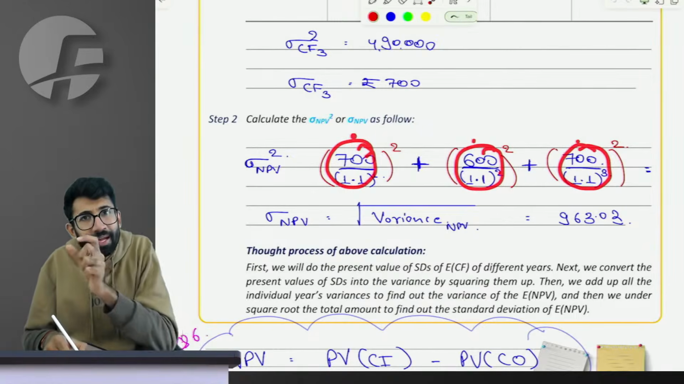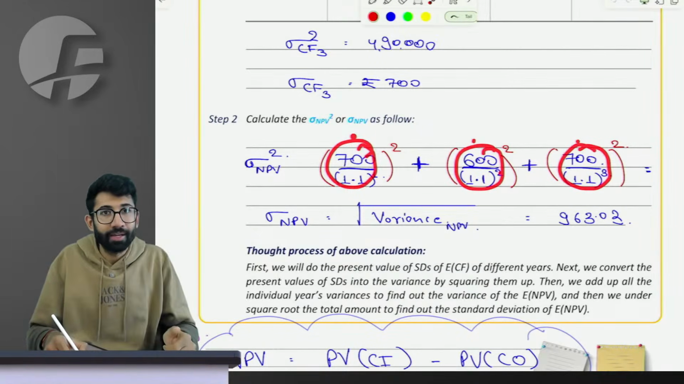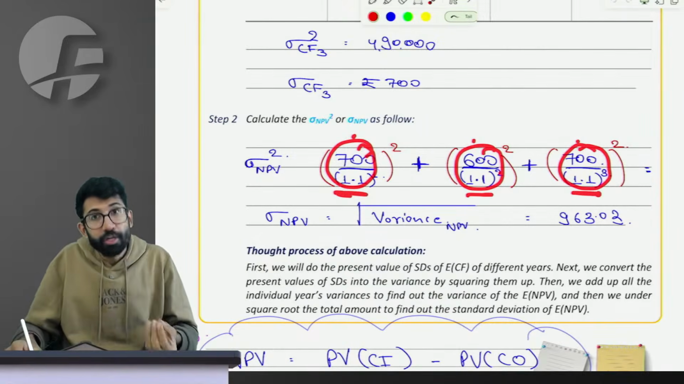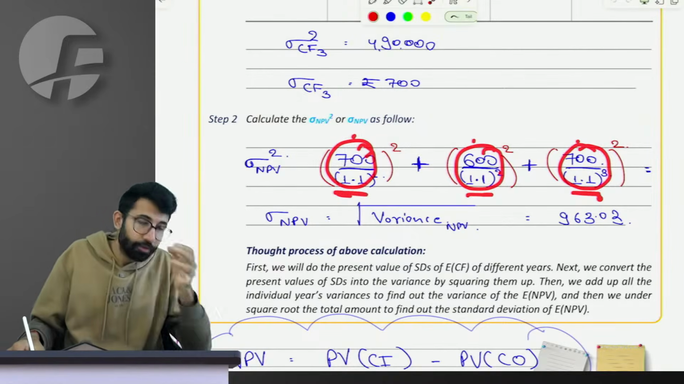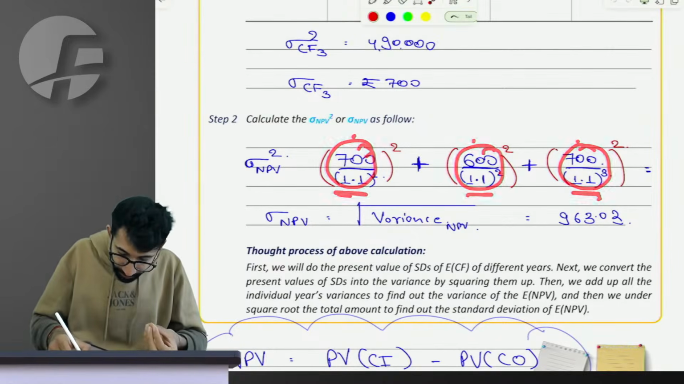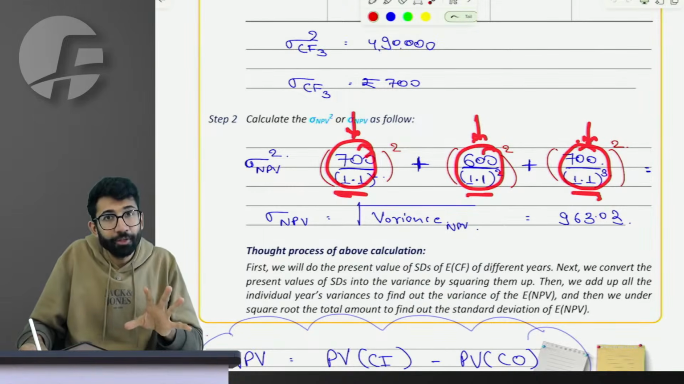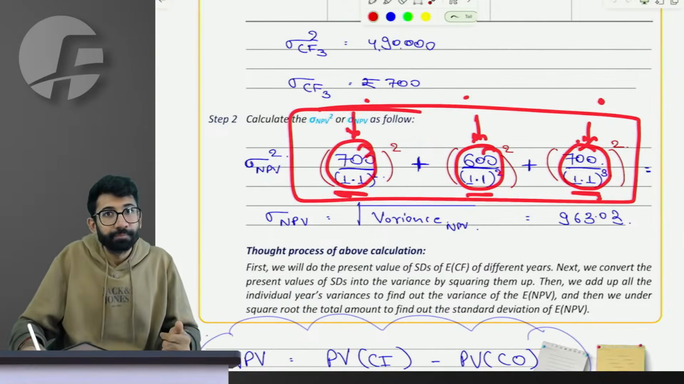Do you agree my NPV is made up of all 3 cash flows? It is the summation of all 3 cash flows. So similarly, the deviation in the NPV should also be the summation, the total of deviation of all the cash flows. If first deviated by this, second deviated by this, third deviated by this at present value level, my overall NPV can deviate by the sum of all of them, correct?